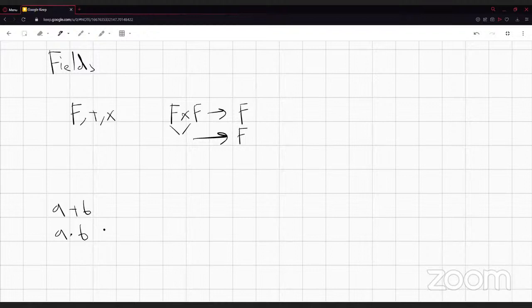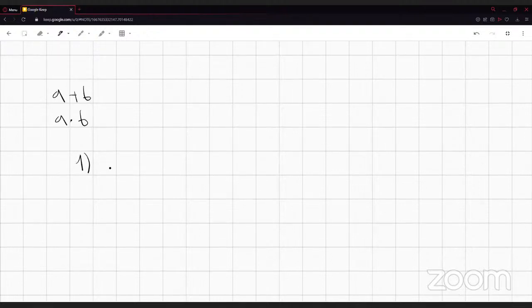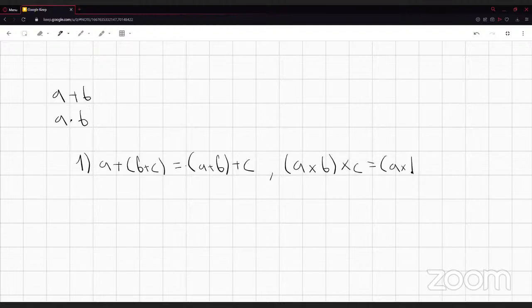These operations are required to satisfy the following properties, referred to as field axioms. First, A plus B plus C will be equal to A plus B plus C, with any grouping. This gives us the opportunity to add any element we want in any order. This also holds for multiplication, such that A times B times C is equal to A times B times C. Also, there is commutativity, which is A plus B equals B plus A, and A times B equals B times A.